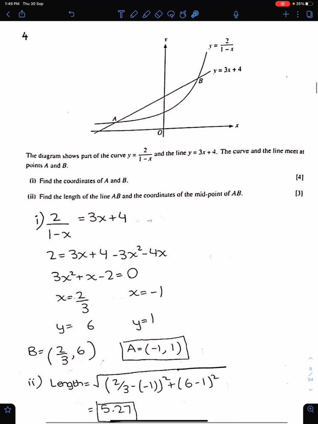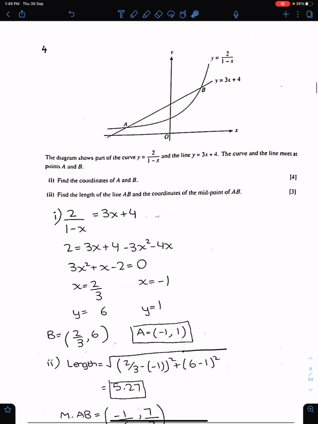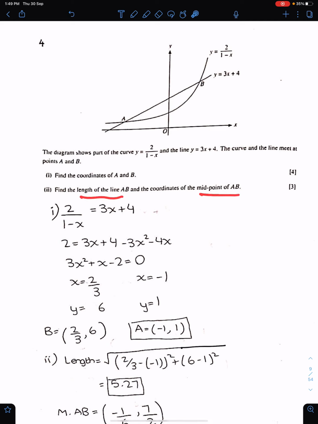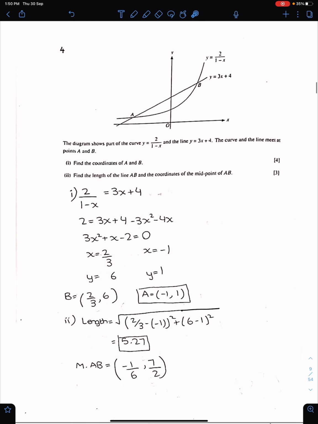I'm leaving this question. This question is very simple. We just need the coordinates of A and B. So by solving these two equations simultaneously, we can get the coordinates of A and B, and then we need the length of AB and midpoint of AB. This question is simple, so I'm leaving this. You can check the solution if you want.